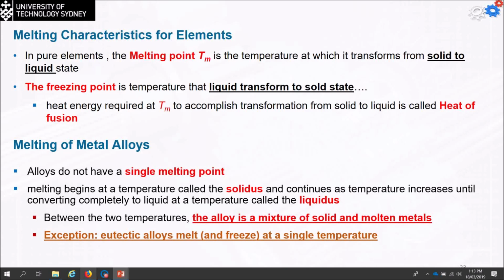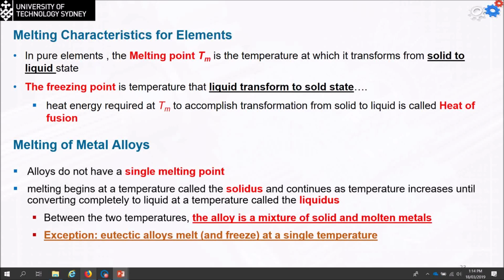Now, if I don't have a pure metal, that means I have a mixture of at least two metals, which I call an alloy. In this case, I'm going to have two melting temperatures instead of one. What will happen is that the metal with the lower melting temperature is going to change from the solid state to the liquid state, while the other one remains solid. So I'm going to have a mixture of solid and liquid metals at the same time.